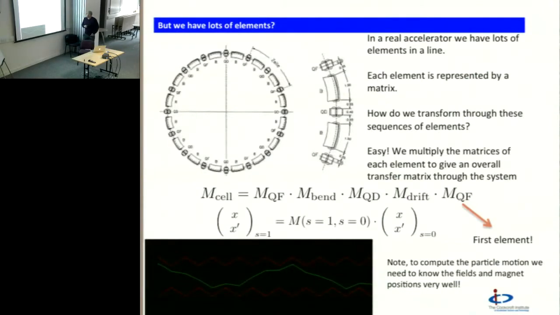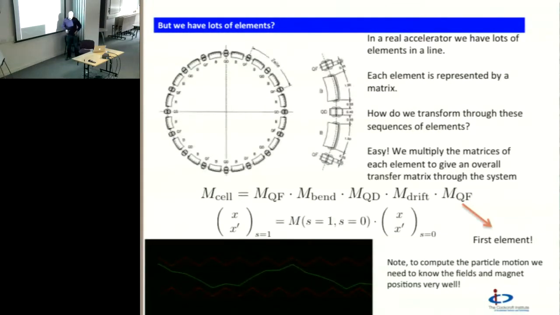But the question is, how do we calculate the motion of a particle now? Well, each element has its own matrix, and we just multiply the matrices of each element together to give the overall matrix of the whole system. So the matrix to go through this quadrupole is just a matrix. The matrix to go from here to here is a single matrix. To get it, we just multiply the matrices of all the intervening elements together, the quads, the drifts, and the dipoles, to get some kind of overall matrix. So we just use matrix multiplication to do the physics of composite systems.